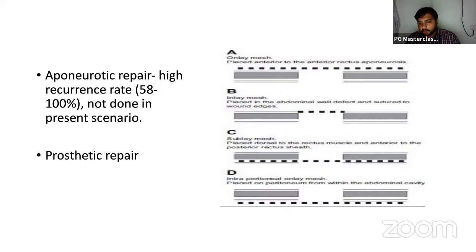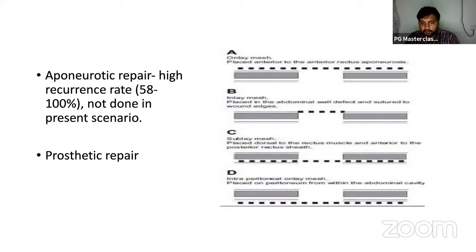Now sandwich mesh is kept. So preperitoneal mesh is kept as well as subcutaneous mesh. Either you can keep intraperitoneal and preperitoneal, or you can keep the preperitoneal and the subcutaneous. These two meshes form the sandwich, or modified sandwich technique. I will mention it later, ma'am.